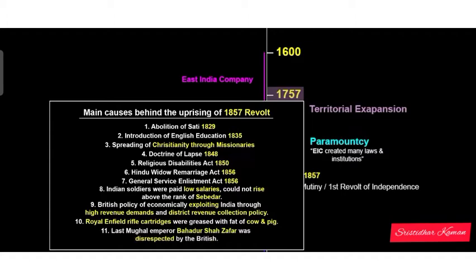And the last point is when the mutiny started, the Indian troops went to the last Mughal emperor for becoming their leader. The British disrespected the last Mughal emperor Bahadur Shah Zafar, and that hurt the sentiments of Indians, especially Muslims who had great respect for him. So together all of this became the main causes for the uprising of the 1857 revolt.